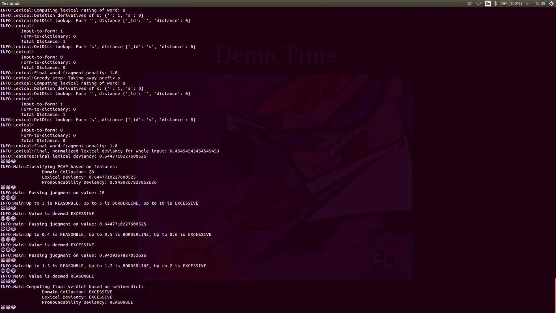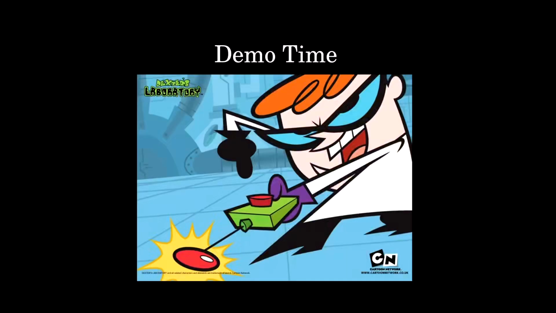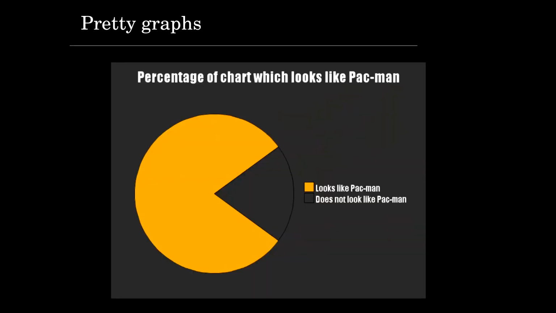Why is this? I imagine some of you have guessed, it's Quaijibo. This pickup was generated by Quaijibo. So now this classifier is going to look at the domain collusion and lexical deviancy and pronounceability deviancy and say, okay, Mr. Pronounceability deviancy, you said that this was reasonable, but I have another feature now that I can rely on, and this is definitely DGA. So this was the short demo of how this thing works. And now we're going to look at some pretty graphs.